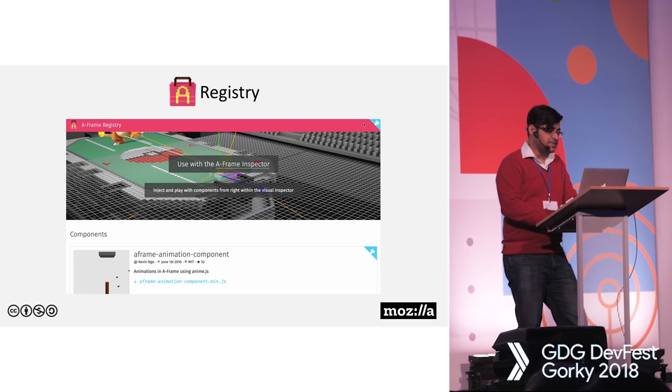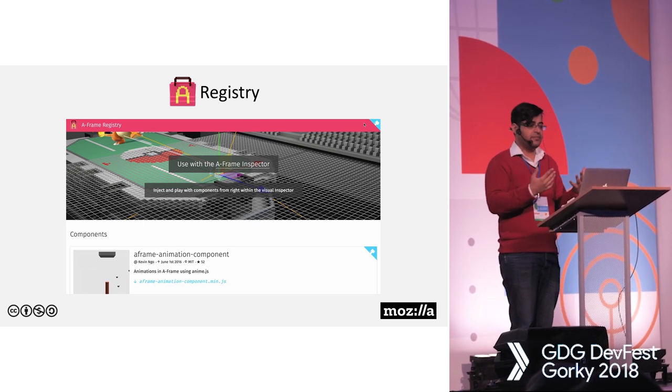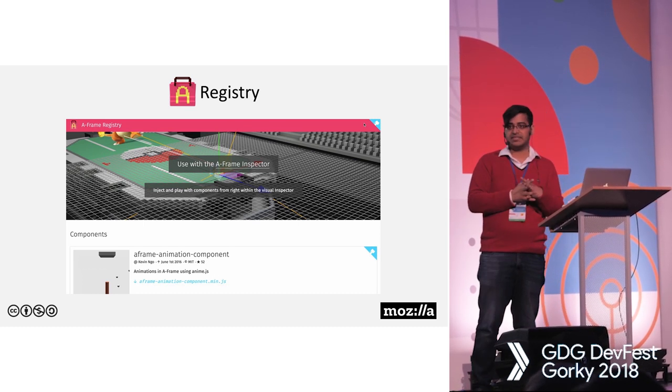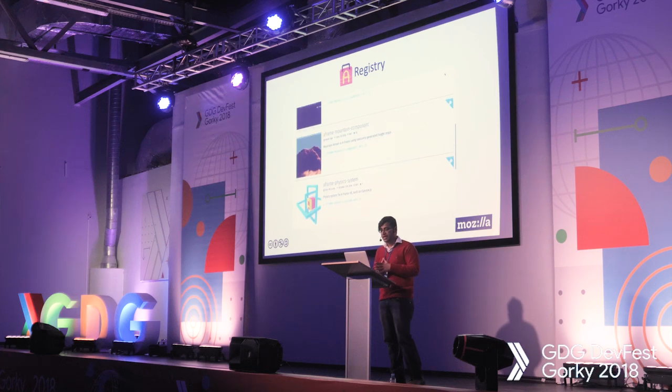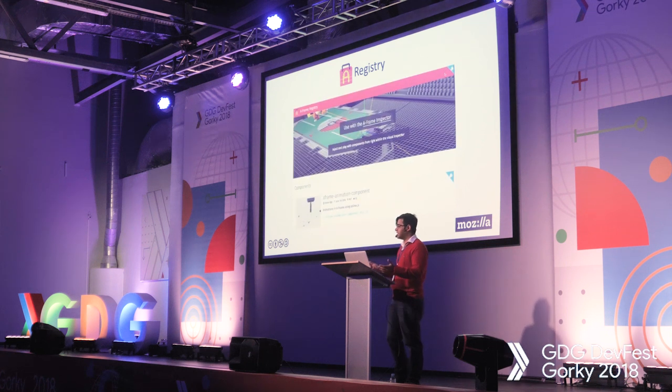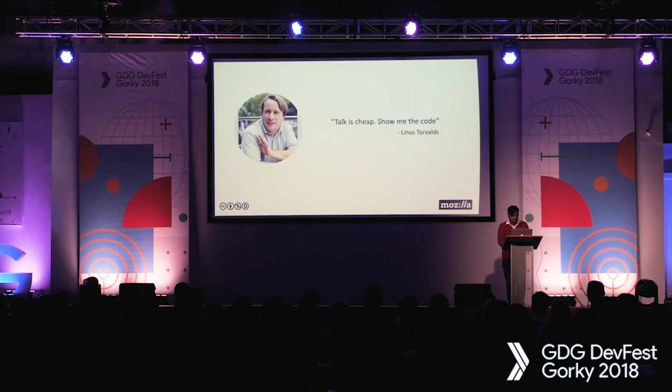So these components are collected and made available in the A-Frame registry. It's like a store of components that the A-Frame registry team makes sure works well. And people can browse and search for components or install them using Node Package Manager.